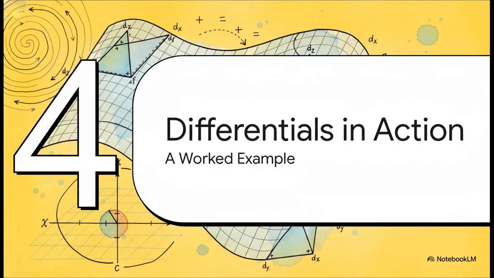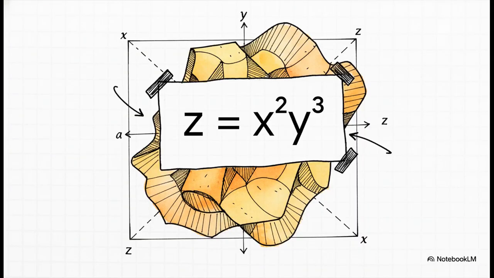All right, that's enough theory. Let's get our hands dirty and see how this thing actually works. We'll kick things off with a pretty straightforward example, just finding the total differential for a function. Let's take a look at this function here, a surface defined by z equals x squared y cubed. Our only job right now is to find the general formula for dz, the total differential. This is the formula that's going to let us approximate the change in z anywhere on this surface.